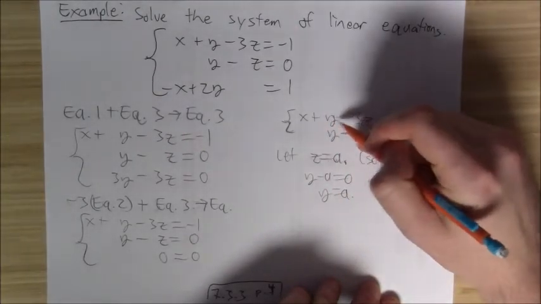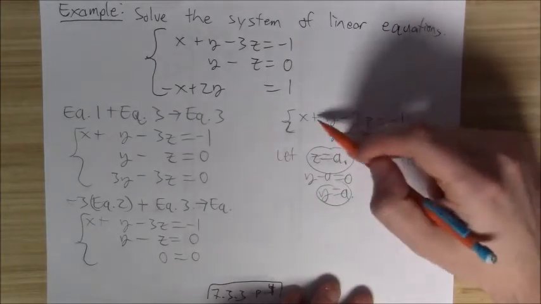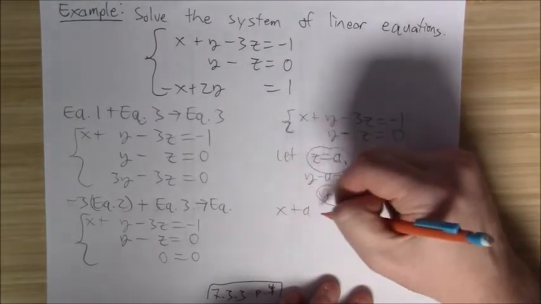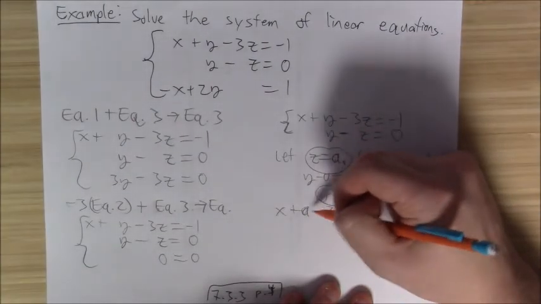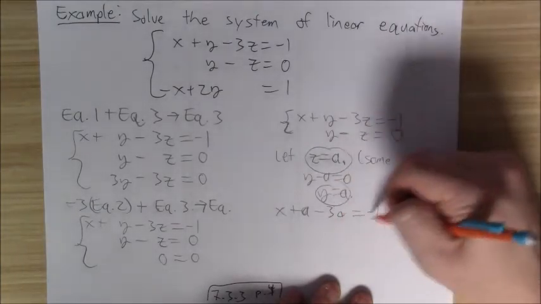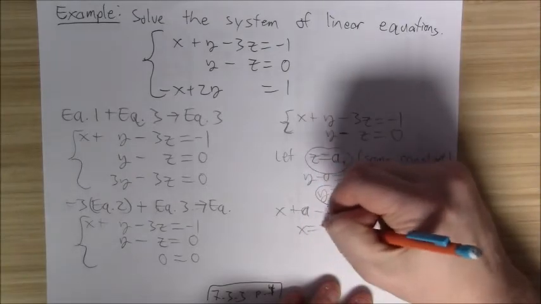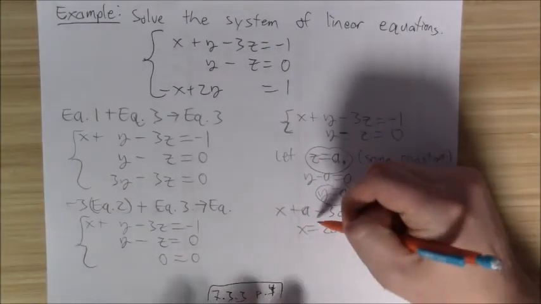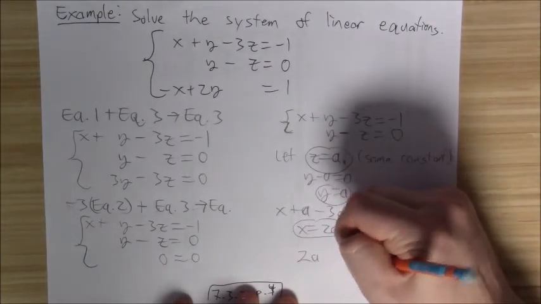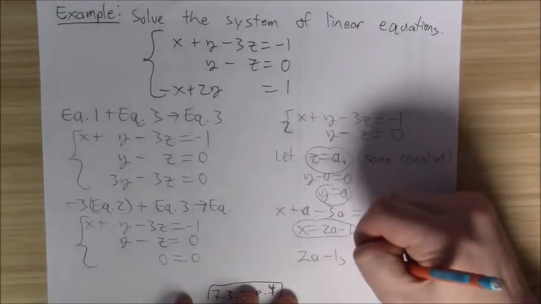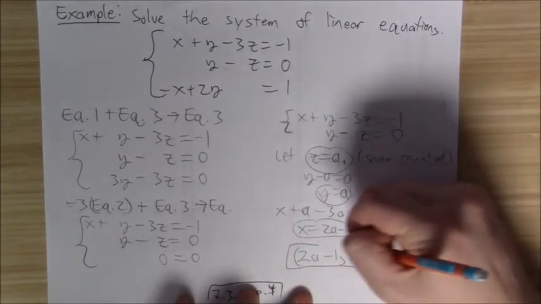And if we plug in a for both y and z now, in the top equation we have x plus a minus 3a equals -1. So a minus 3a is -2a, so that'd be 2a minus 1. In other words, we have x equals 2a minus 1. So our solution is a little bit weird: 2a minus 1, comma, a, comma, a, where a is any real number.